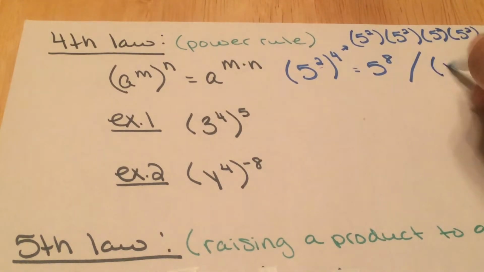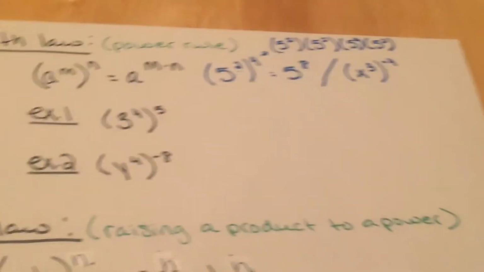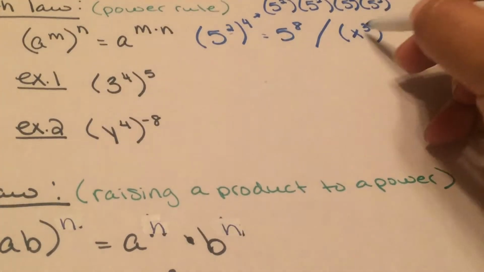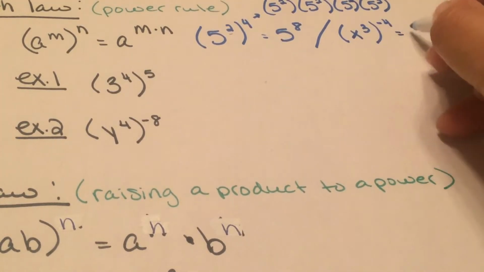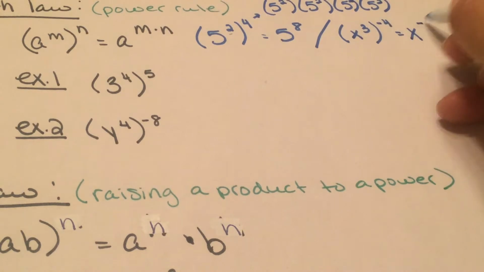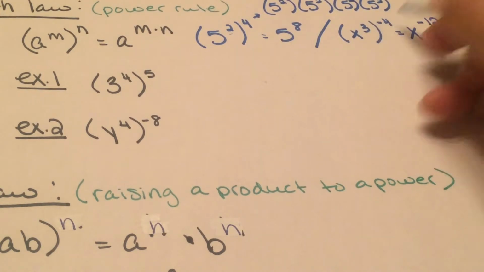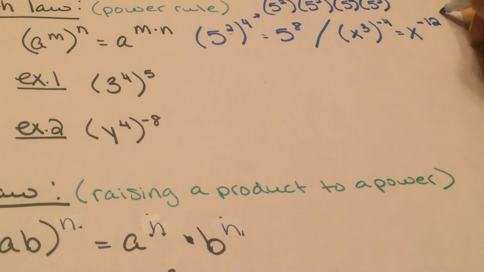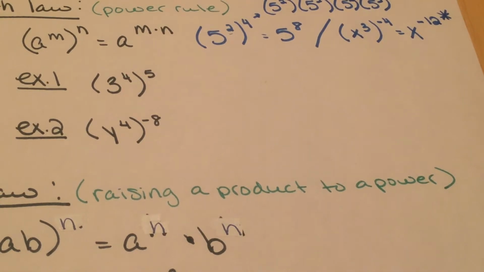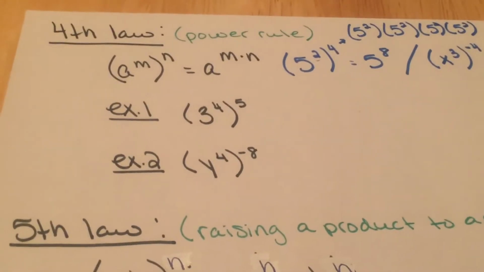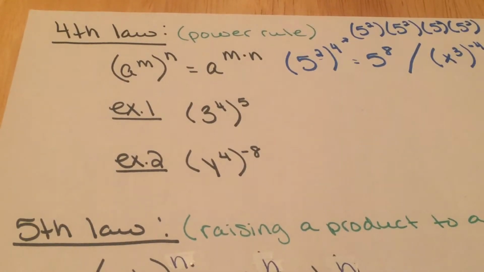Okay, let's try one more. What if we have x to the 3rd raised to the negative 4th power? Again, all we need to do here is just go ahead and multiply our two exponents. So this is going to be x to the negative 12th power because 3 times negative 4 is a negative 12. Again, I'm going to put a star right here because I'm coming up with a crazy negative exponent, and that's going to mean something to us a little bit later on. Why don't you guys try example 1 and 2 on your own? Again, go ahead and pause the video.